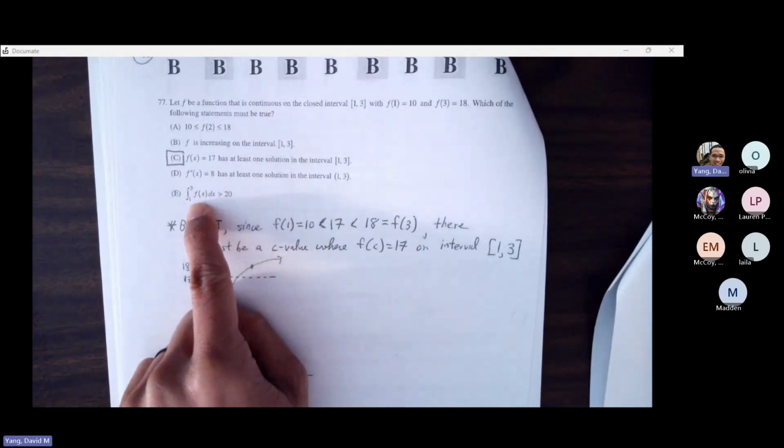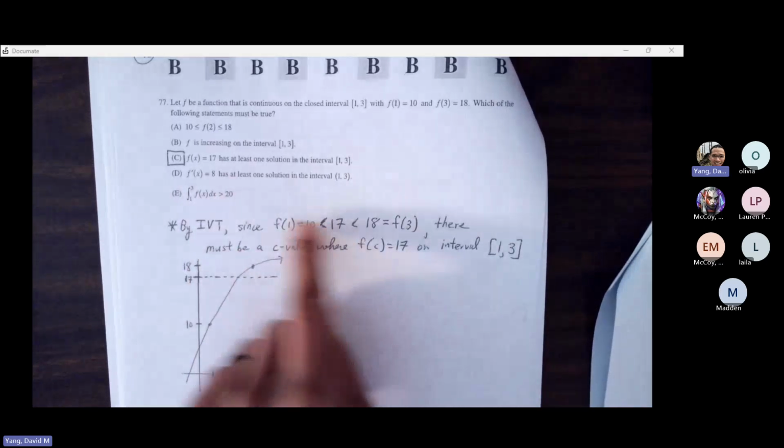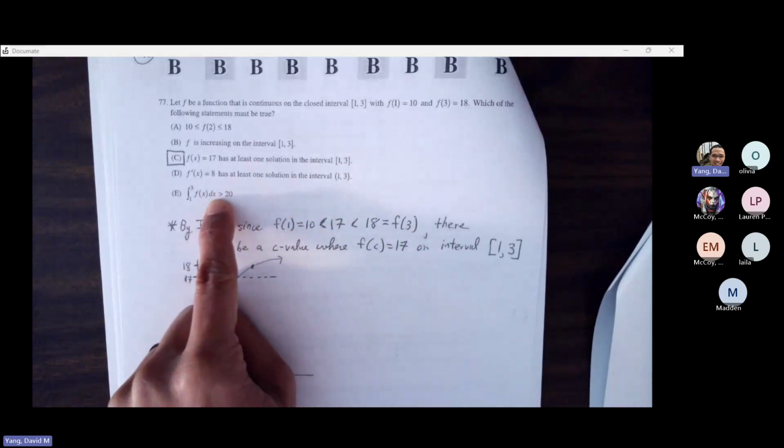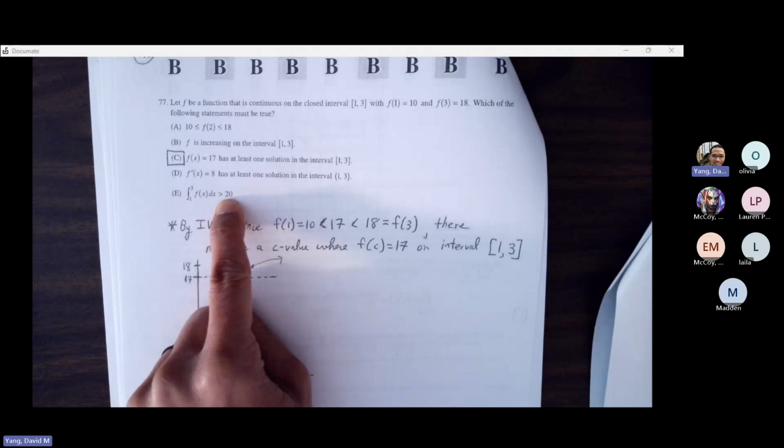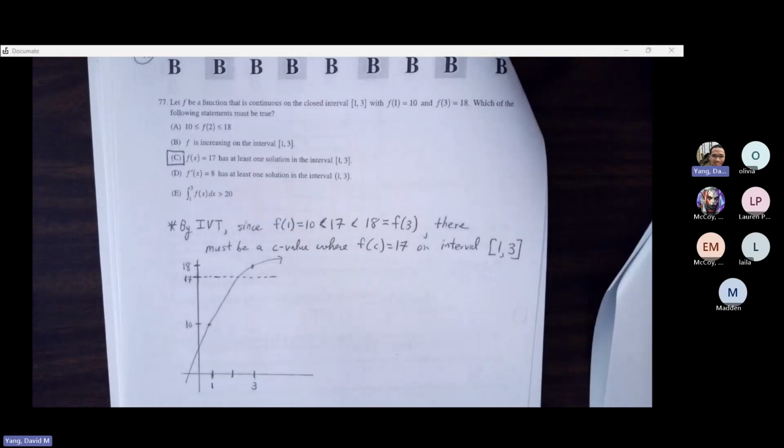And then it says the area from 1 to 3 is greater than 20. We don't know what the shape of the graph is like. We can't guarantee that this is any value less than or greater than a known value. So answer choice C is the only one that we can guarantee. That's IVT.